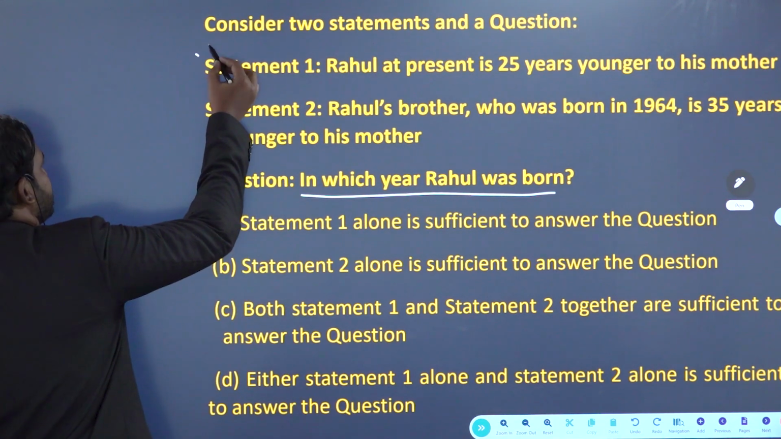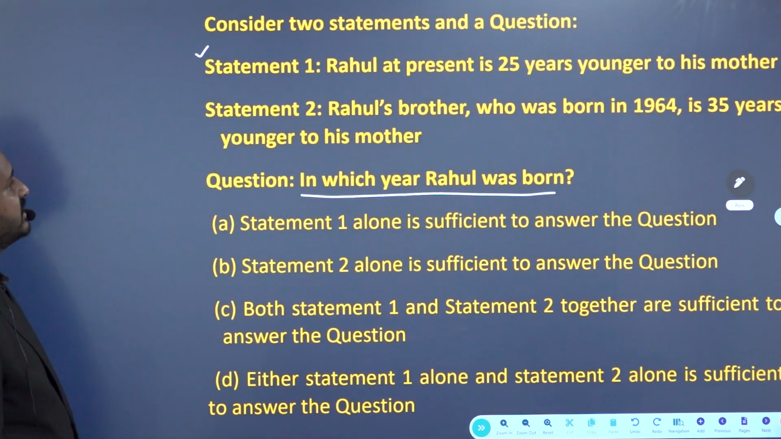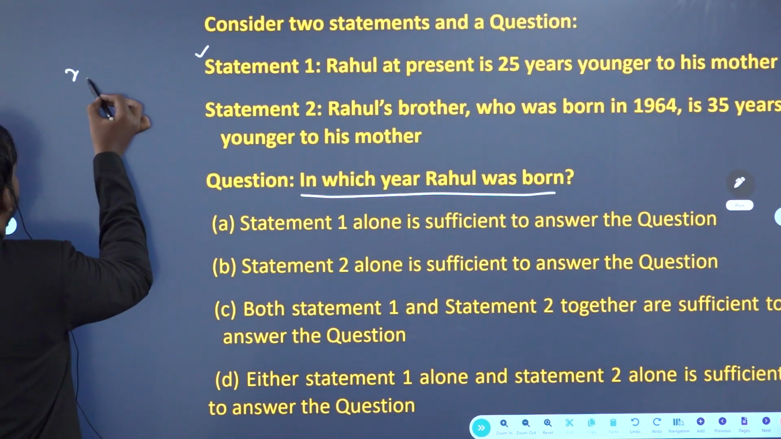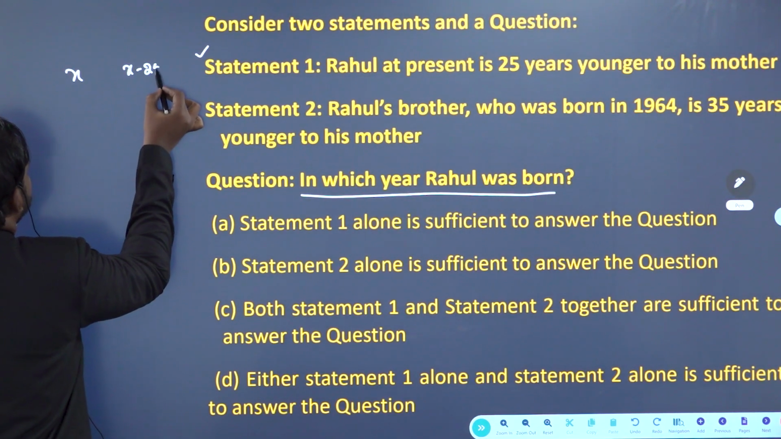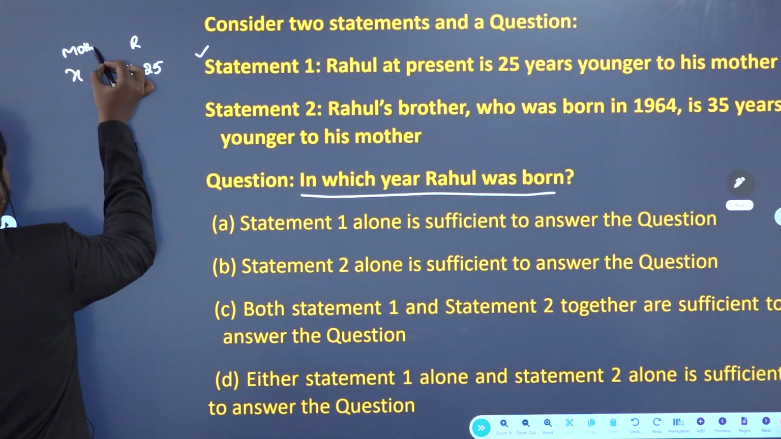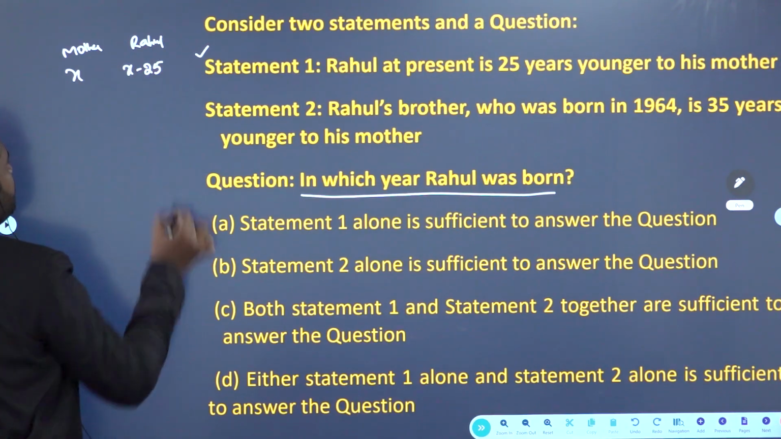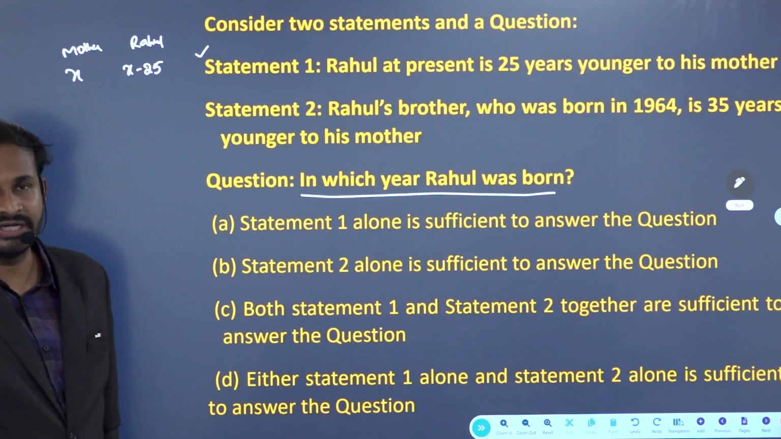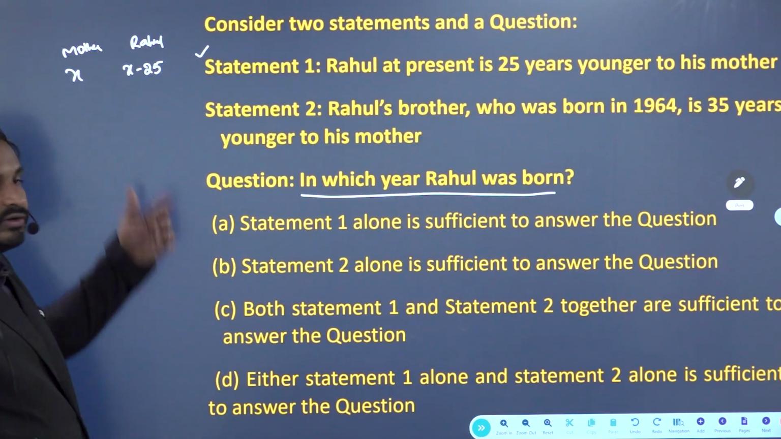Now I will check only the first statement. Rahul at present is 25 years younger to his mother. That means if mother's age is some x, Rahul's age will become x minus 25. Am I correct? Yes. But by using this data, can I tell in which year Rahul was born? No, it is not possible for me. Why? Because we don't know the exact data.